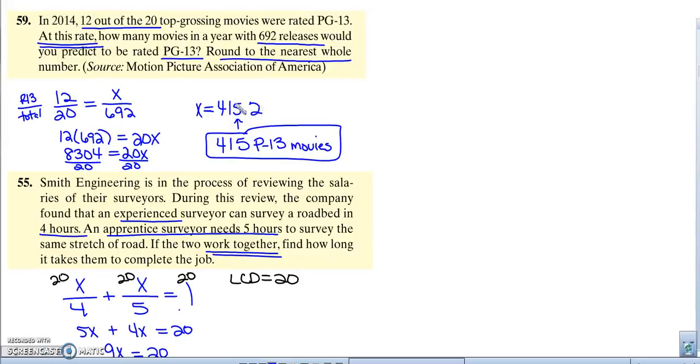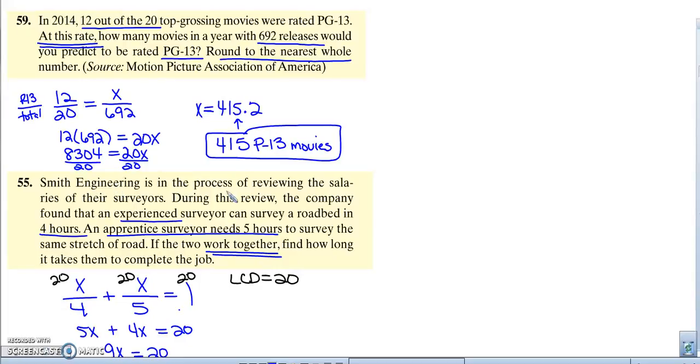When we round this to the nearest whole number, we always look at the place value to the right of what we're rounding to. Since this is less than 5, we would leave this at 415. We're rounding down to 415. So 415 movies approximately will be PG-13 movies out of the 692.